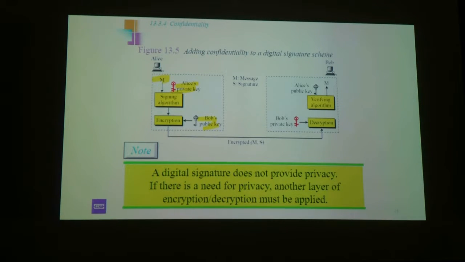By the way, the encryption does not need to be public key encryption. If both of them share one key, you could encrypt with the shared key. However, for signature, we have to use asymmetric keys, public and private. The digital signature does not provide privacy. If there is a need for privacy, another layer of encryption must be applied. Very simple.